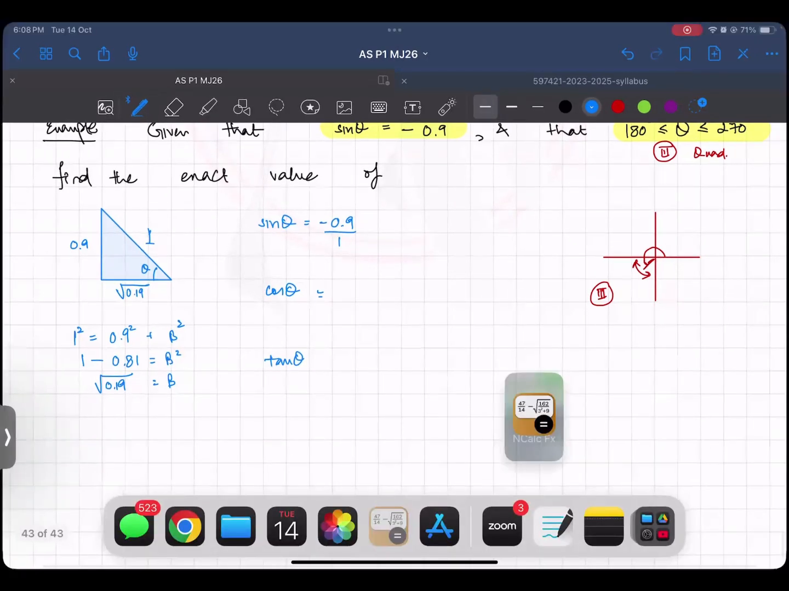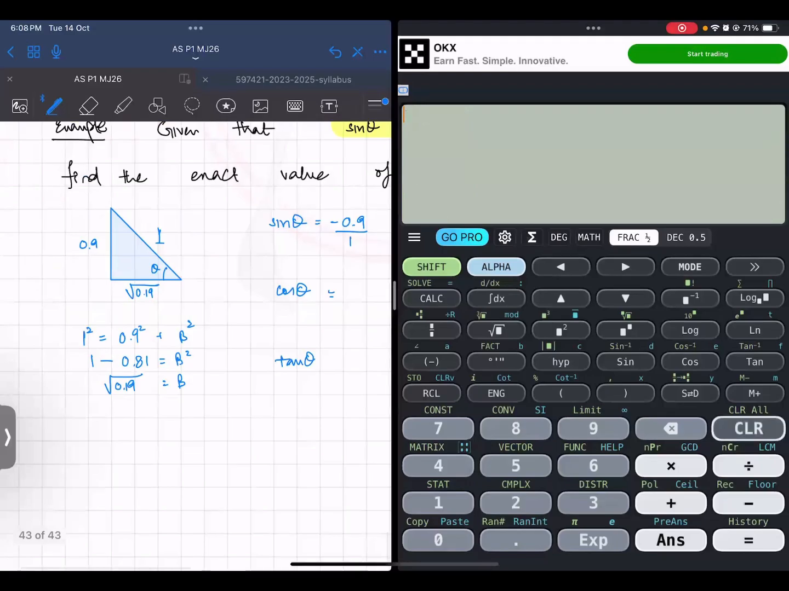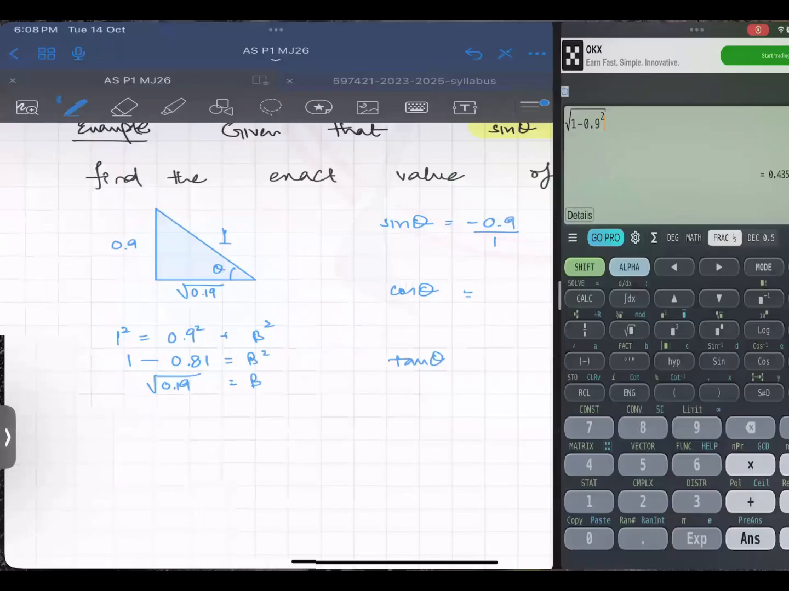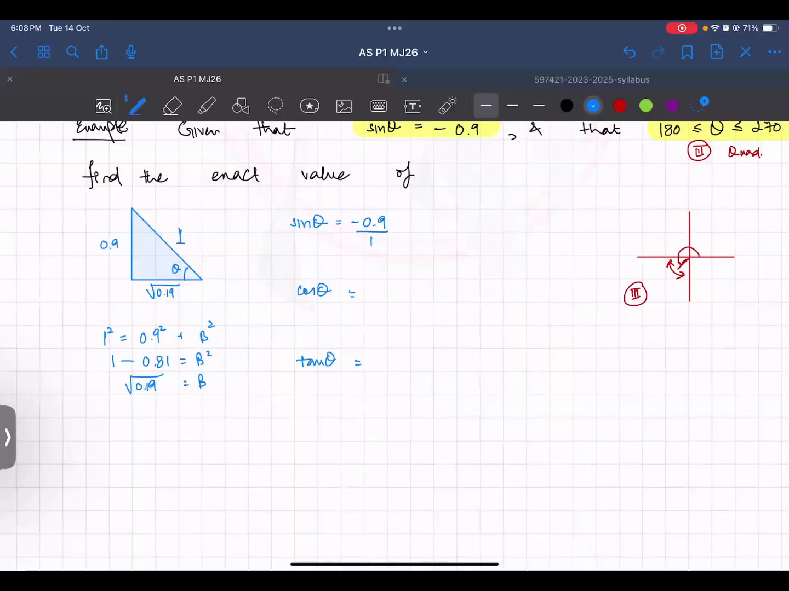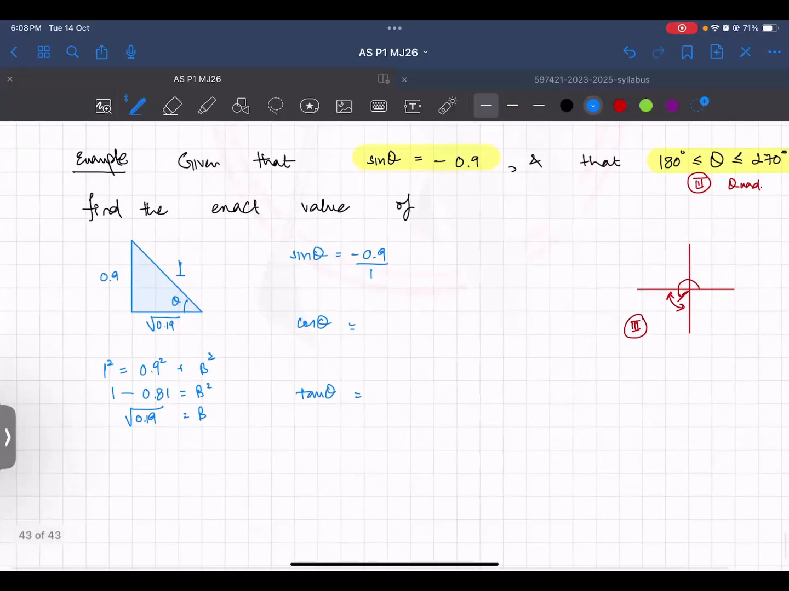Let me confirm it. Yes, it is 0.19. So okay, your cos theta would come out as under root 0.19 upon 1, adjacent upon hypotenuse, and tan would be 0.9 upon under root 0.19, opposite upon adjacent.